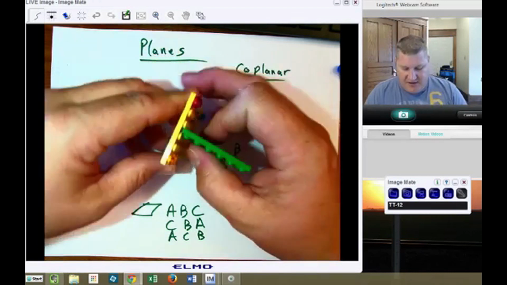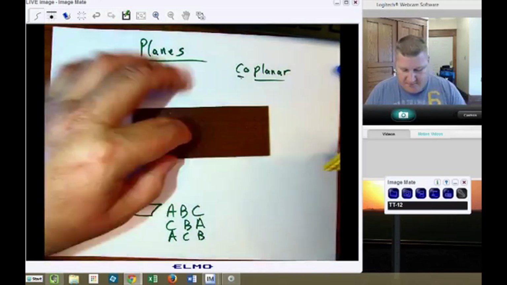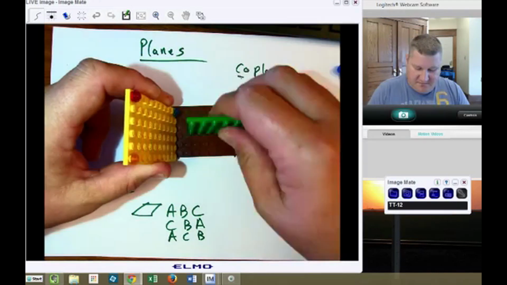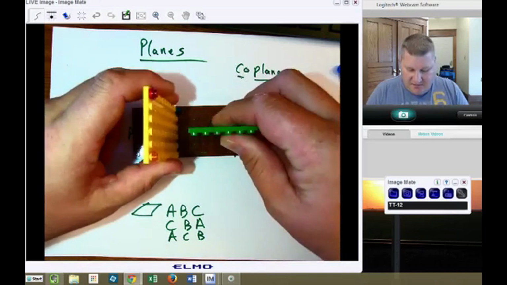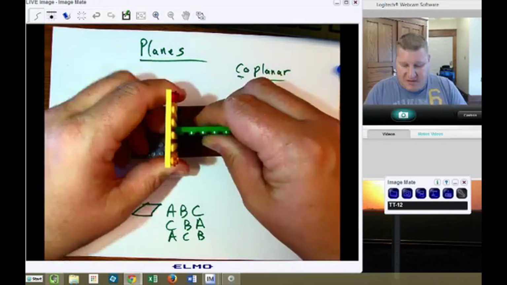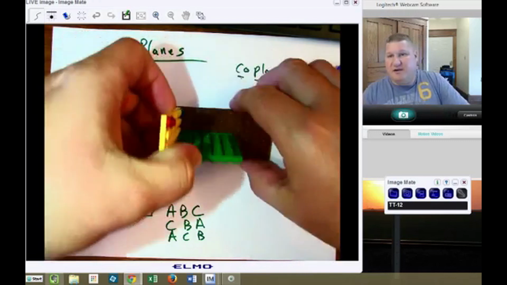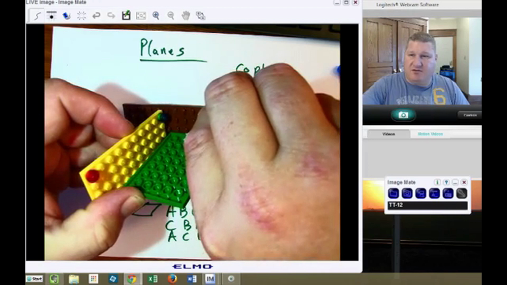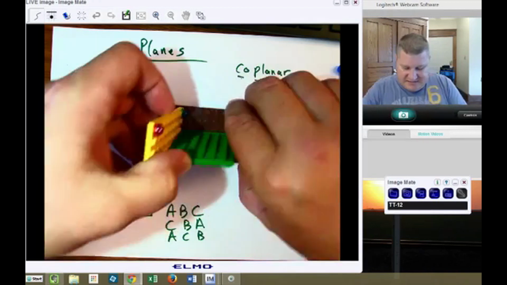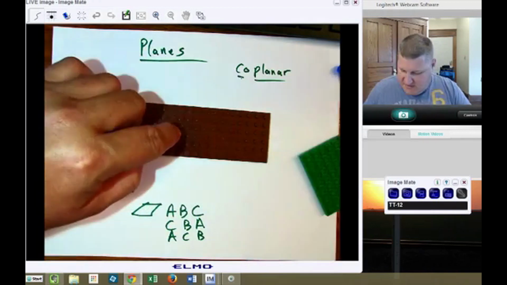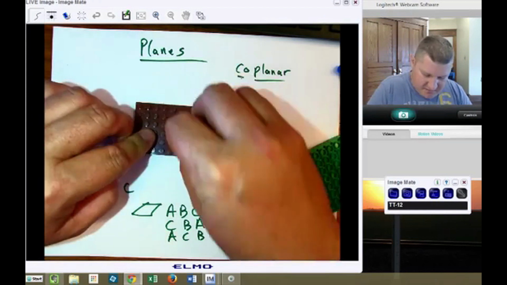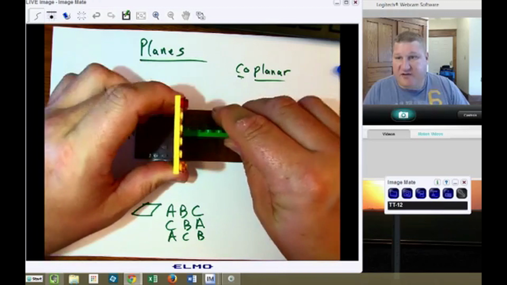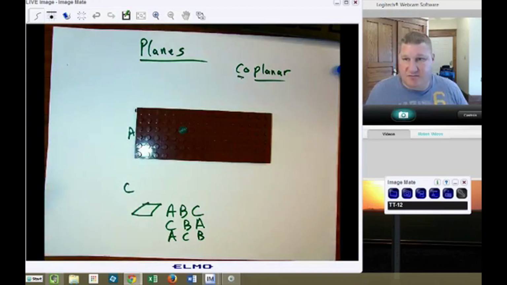If, on the other hand, I have yet a third plane, those two interact at a straight line. These two interact at a straight line. But for all three of them to come together, there's only one place where the green, the yellow, and the brown all touch. And that's going to be at a single point, and that point is going to be, in essence, right there. That's where everything comes together in a single point.